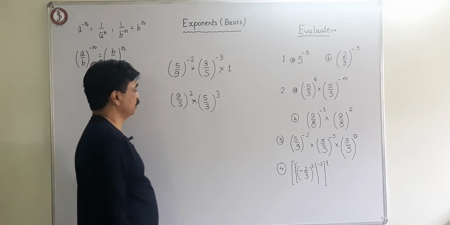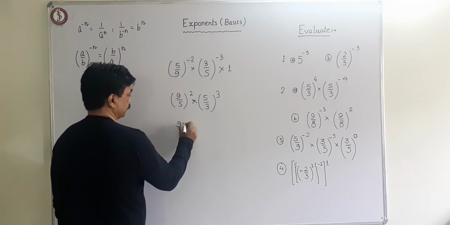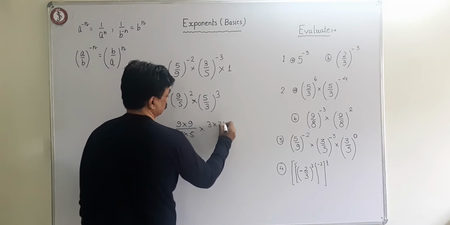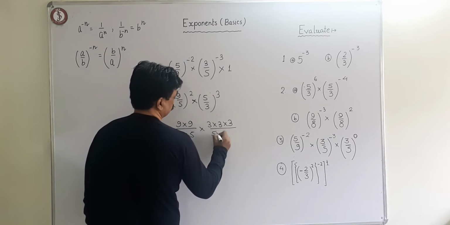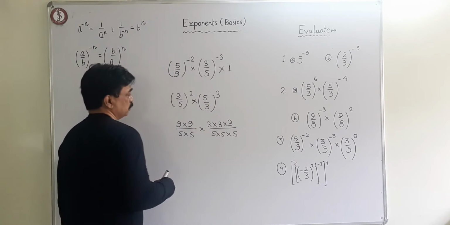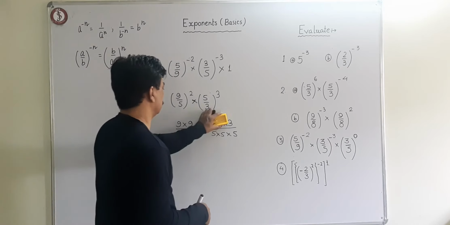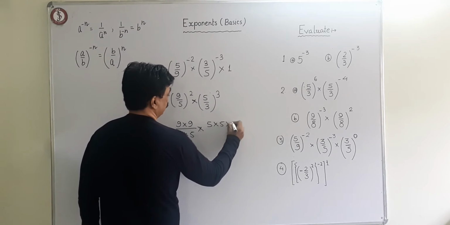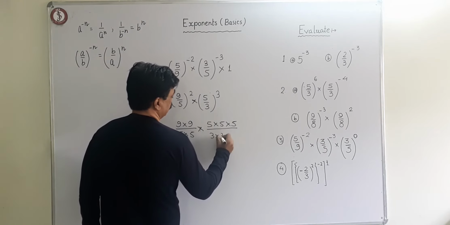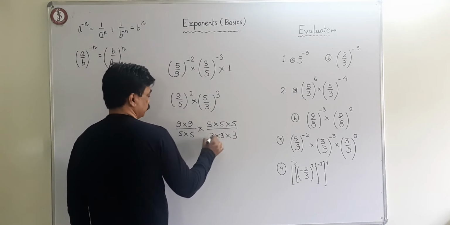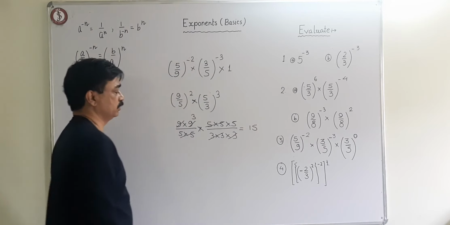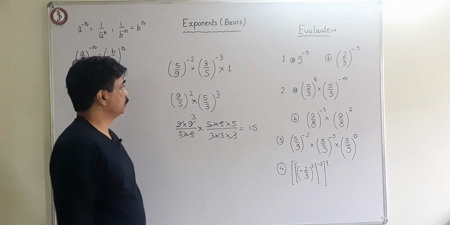9 into 9 into 5 into 5. Now you can easily see this will become 5 into 5 into 5 divided by 3 into 3 into 3. So 9 goes, 25 goes, so it will be 3 threes are 9. So the answer is 15 over here. So we will be able to do this.